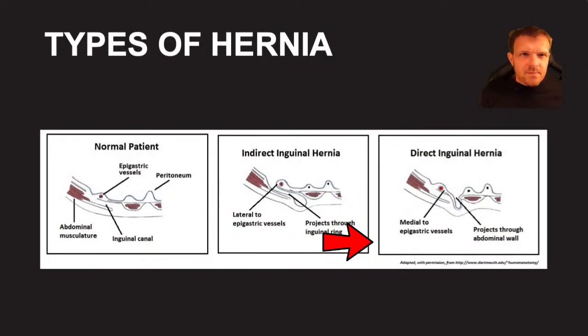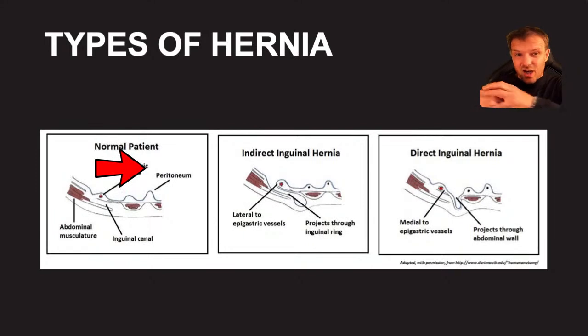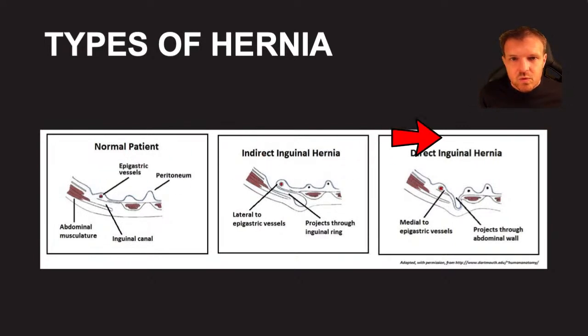And then lastly, what time are we? Perfect, good timing. So the different types of hernia. Like I said at the beginning, there are loads of different hernias that you can get, and we'll cover these as we go through the abdomen region. But in this particular region, you've got indirect or direct. So this is normal, with all of the musculature in place. We've got the inguinal canal, and everything is as it should be.